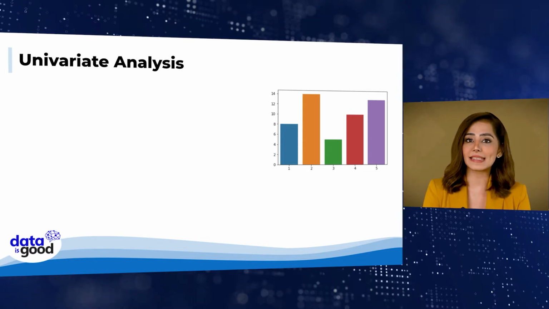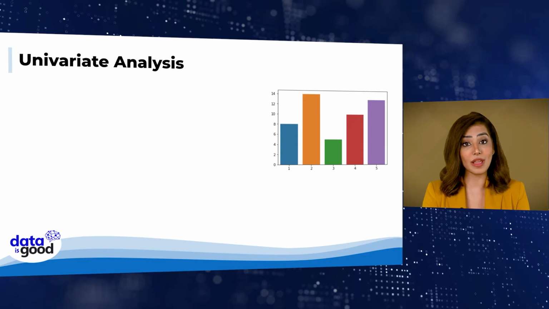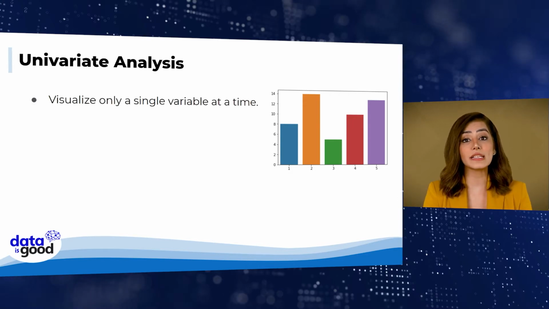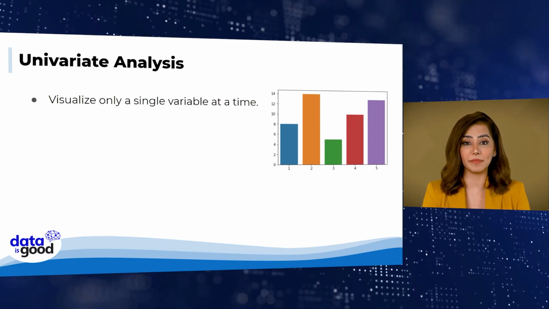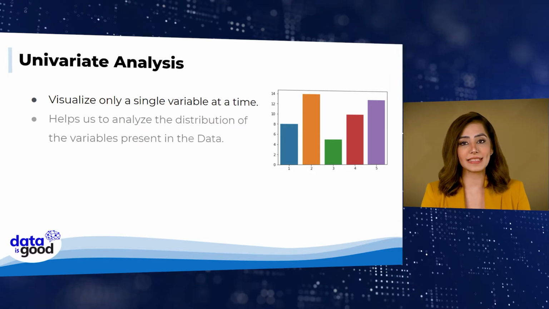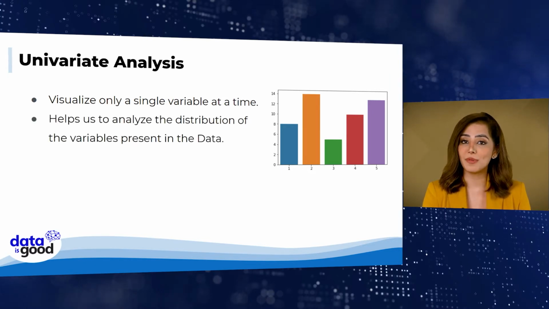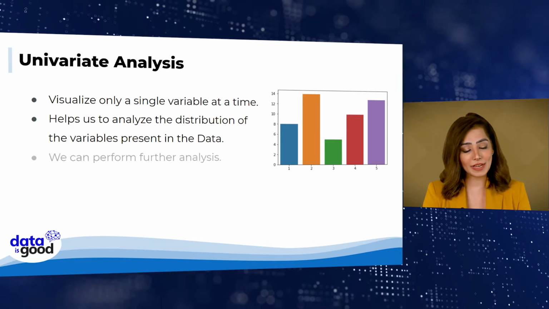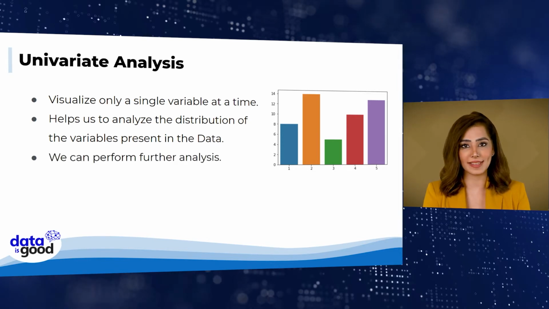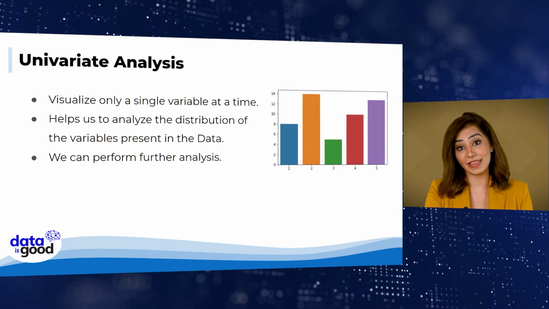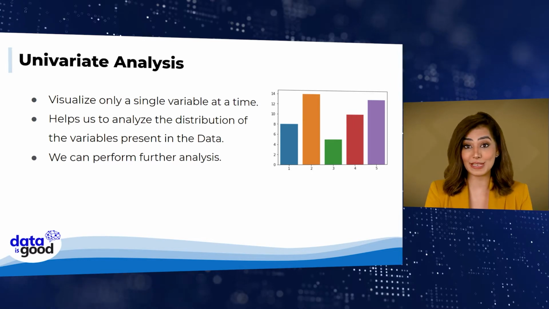Univariate analysis is a type of data visualization where we visualize only a single variable at a time. Univariate analysis helps us to analyze the distribution of the variables present in the data so that we can perform further analysis. Now, we've gained a lot of knowledge about univariate analysis.